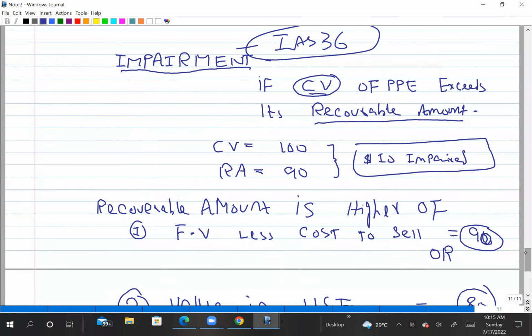And if the carrying value of the asset is 100 and the recoverable amount is 90, that means the asset has been impaired by $10. You get it now? Any question?